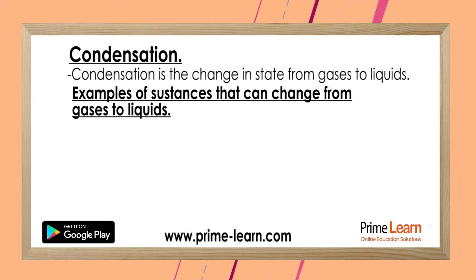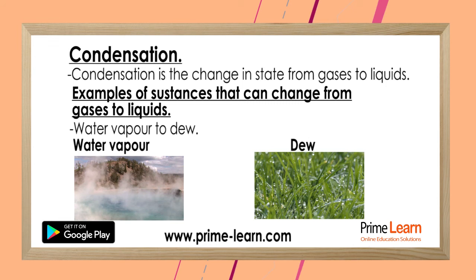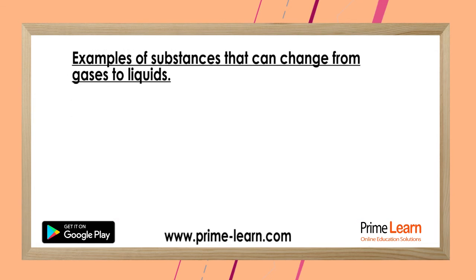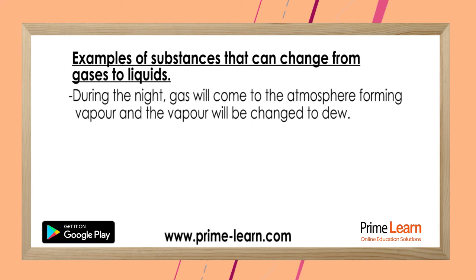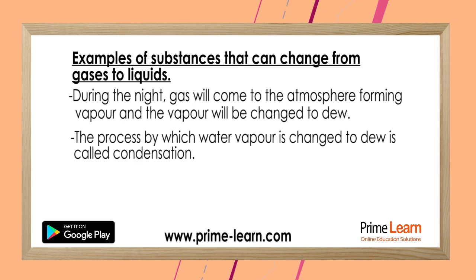Remember, we have mentioned some of the things that change from gases to liquids, and among them we have seen water vapor to dew, especially in the morning. It is found on grass. Water vapor to dew. During the night, gas will come from the atmosphere in the form of vapor and it will reach the grass in the environment and be changed from vapor to dew. So dew belongs to liquids and the vapor belongs to gases. This process is called condensation. The process by which water vapor is changed to dew is what we call condensation.